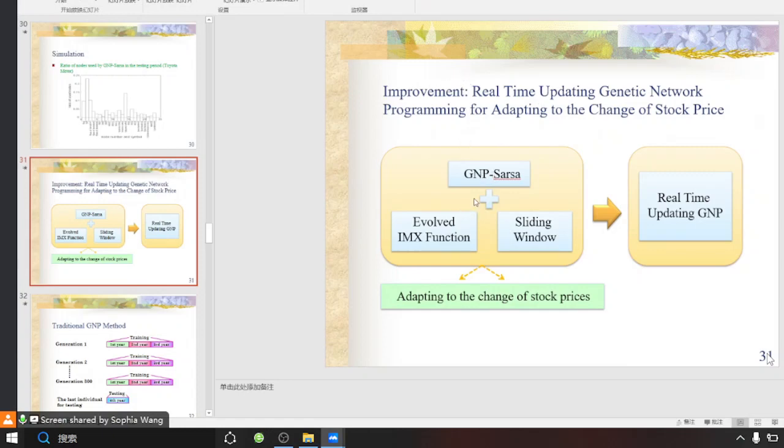About the question, I cannot share my paper. You can search for GMP. There are a lot of papers. Just use the keywords: genetic network programming. Okay, GMP. You can find more than 10 papers.